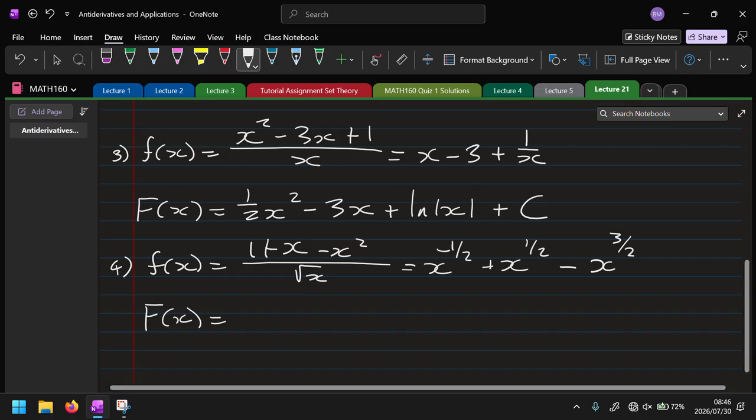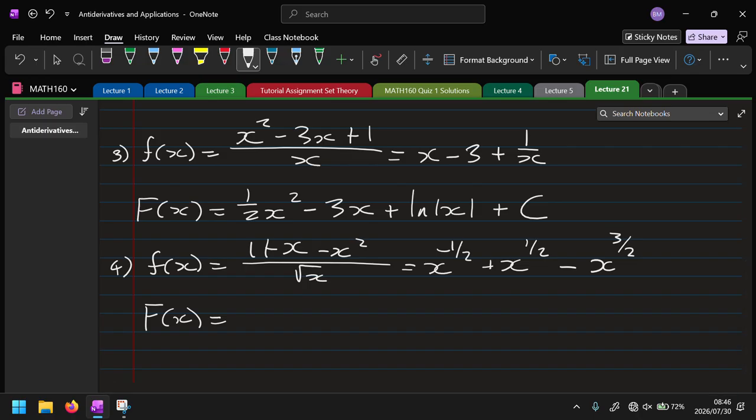Okay, first one, minus a half. We add 1 to make it a half. Divide by a half, that's the same thing as timesing by 2. So that will be 2x to the half. Next one is a half. Add 1, that makes it 3 over 2. Divide by 3 over 2, that's timesing by 2/3. So plus 2/3.